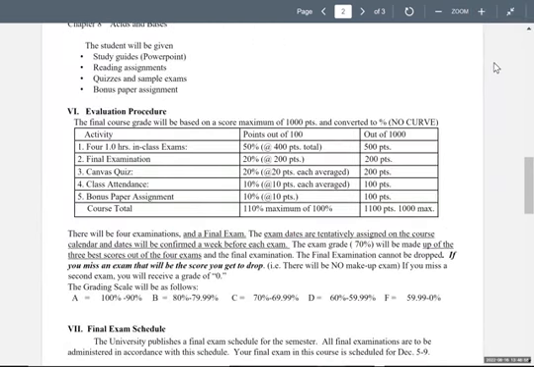50% of your final grade is coming from 4 tests. Final exam counts 20%. Quizzes count 20%. Class attendance counts 10%. Now that will add up to 100, maximum you can make. You can also make 10 extra points doing a bonus paper assignment, the 5th item. So that is due on November 21st.